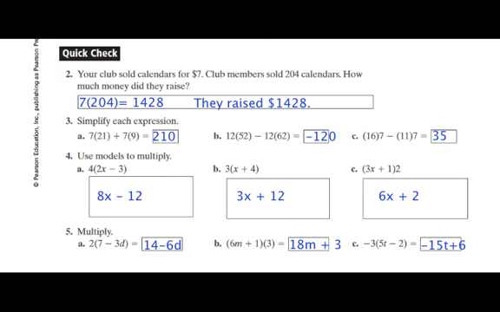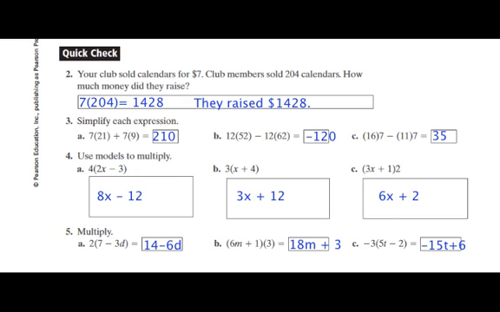Number 2, they raised $1,428. Number 3a is 210. Number 3b is negative 120. Number 3c is 35. Number 4a is 8x minus 12. Number 4b is 3x plus 12. And number 4c is 3x plus 2.